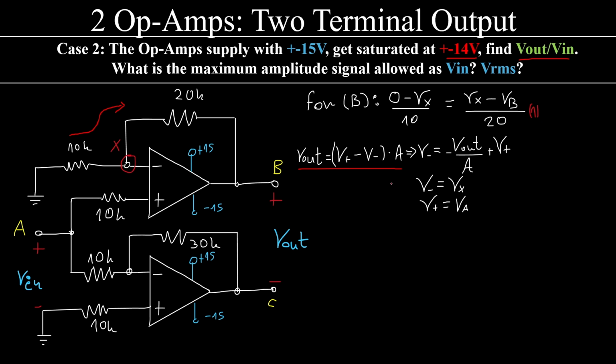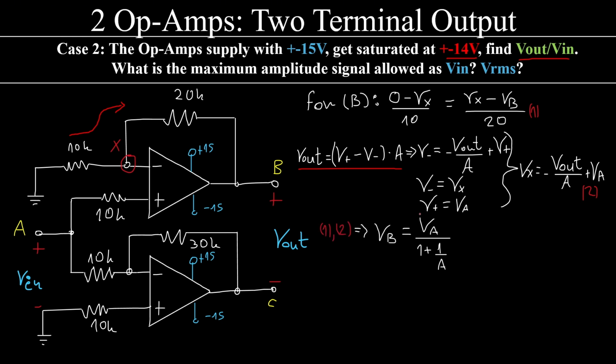And I'm going to say that V minus is Vx, V plus is equal to VA, like I knew before, and therefore I now have a relationship between the output, VB, the input, VA, and the gain, A, and this Vx. Now I can replace this over here, and if I do the math, VB turns out to be VA over 1 plus 1 over A.